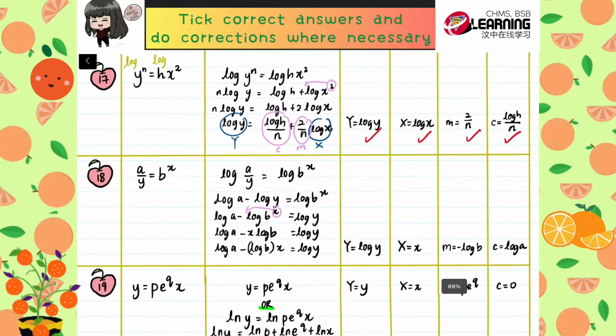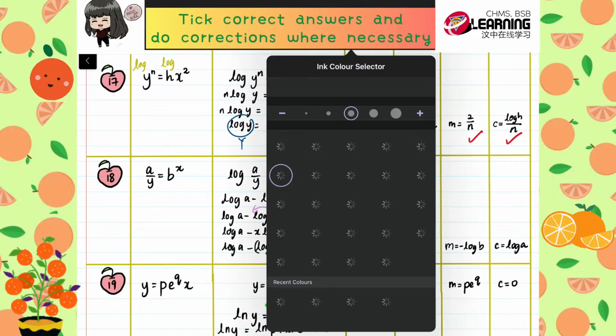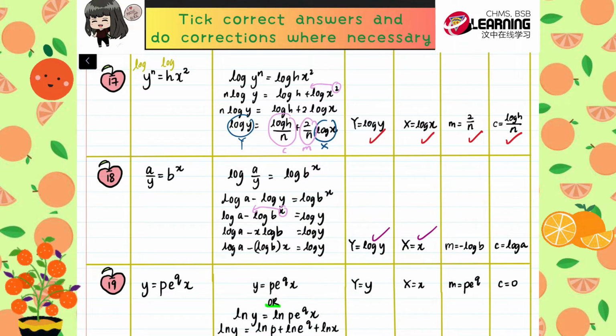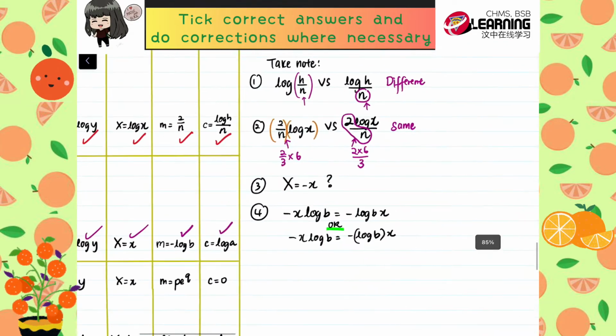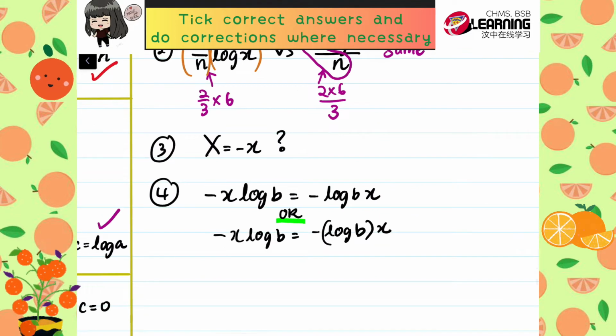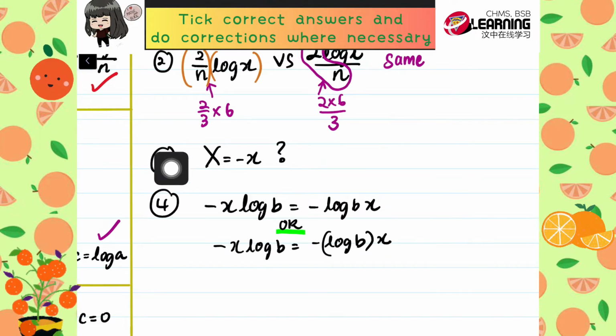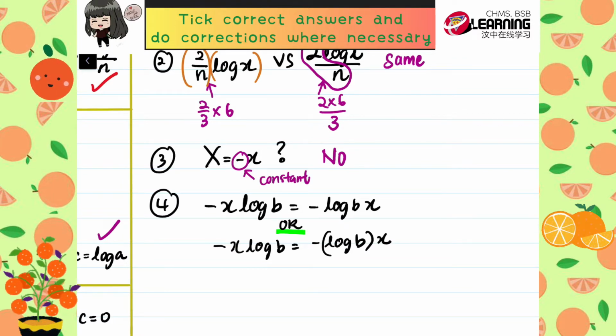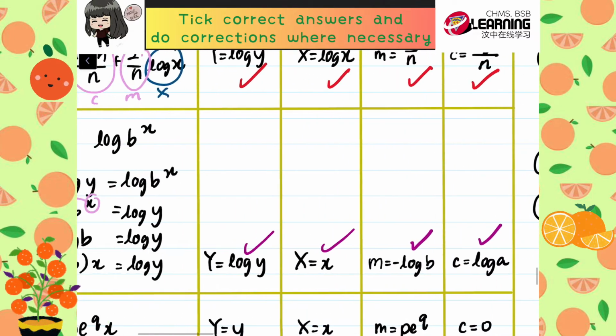Question 18. Question 18 here: it's log Y, X, negative log B and log A. The third thing you need to take note of is this: can your big X equal negative x? The answer is no. Why? Because this negative belongs to the constant. In lesson 15, I talked about the negative belonging to the constant, not the big X or big Y. So what you're going to do with this negative is, you look at this again.